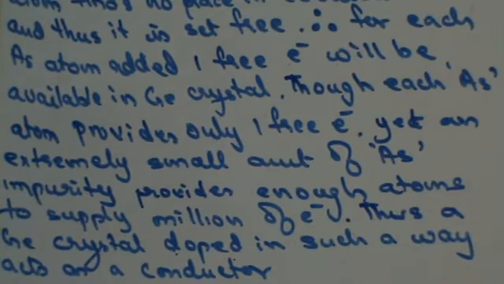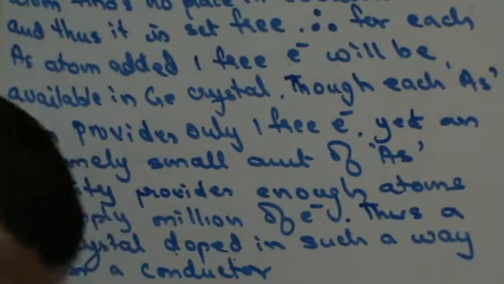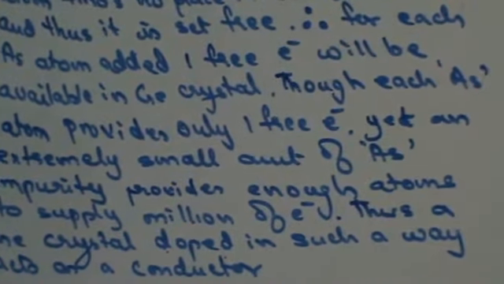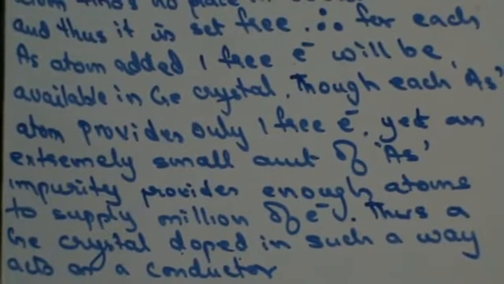Now when a potential difference is applied to the n-type semiconductor, the free electrons in the crystal will be directed towards the positive terminal, which will constitute electric current. Thus, current conduction in an n-type semiconductor is predominantly due to free electrons, and that is one of the reasons why it is called an n-type semiconductor.